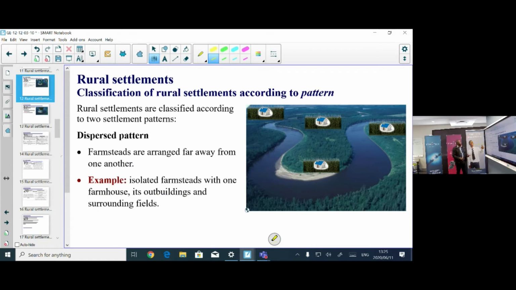Let's look at this classification of rural settlements according to pattern. Rural settlements are classified according to pattern as we discussed yesterday. We talked about the dispersed and the nucleated. So we are now going to look at the dispersed pattern and see what is actually meant by dispersed pattern. When the pattern is dispersed, the farmsteads are arranged far away from one another. The example is isolated farmsteads with one farmhouse, its outbuildings and surrounding fields. So this is a dispersed pattern like in a farming community.